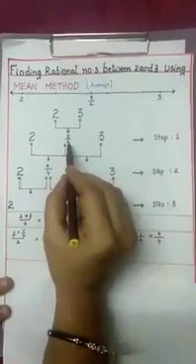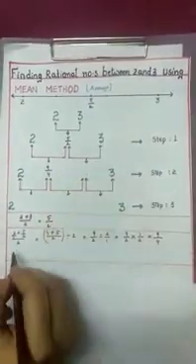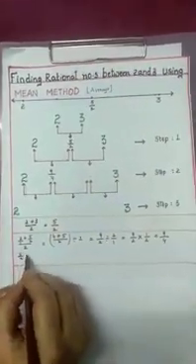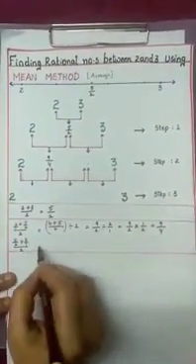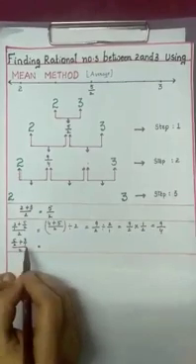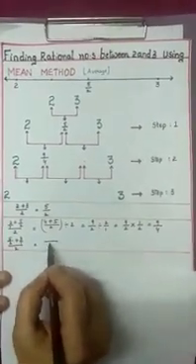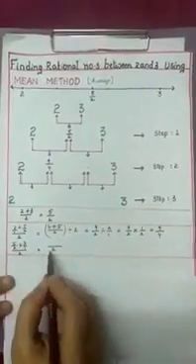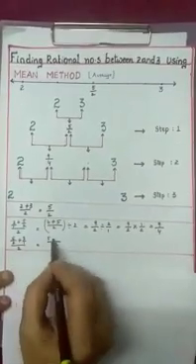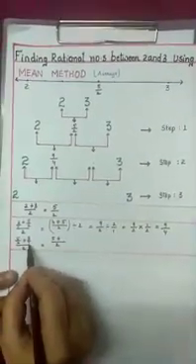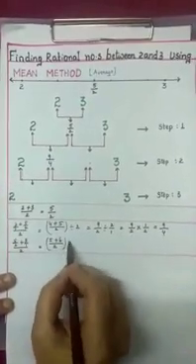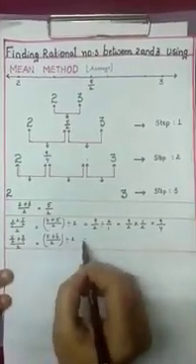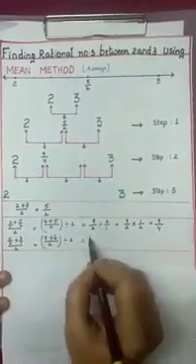Now we find again the mean of 5 by 2 and 3. 5 by 2 plus 3, that means 3 by 1, whole divided by 2. Now the LCM of 2 and 1 is 2. 2 times 1 is 2, so 1 5s are 5, plus 1 times 2 is 2, so 2 3s are 6, divided by 2. Now here 5 plus 6 is 11.